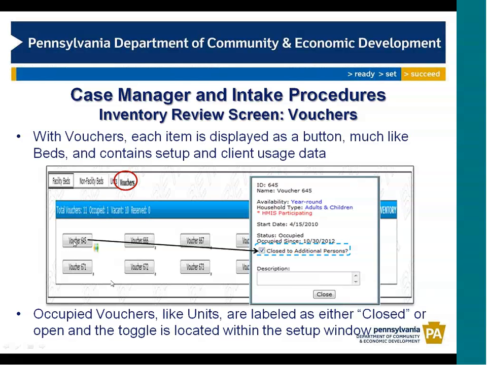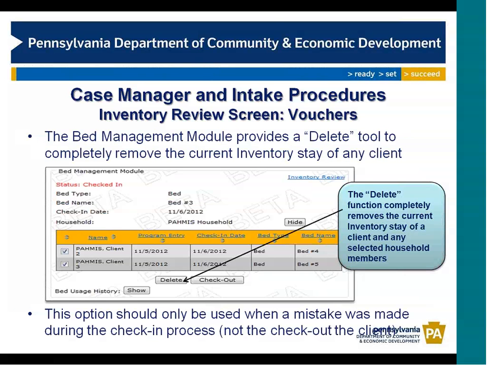So when you click on the actual voucher, if it's occupied, the system will have this unblocked, and it'll be checked if it's closed to people and unchecked if it's available for other people. So you check and uncheck that box, hit the close button, and it'll automatically change it. So it's a way to, again, toggle between the two settings if a mistake was made, or a change of heart, or inventory needs to be opened up for additional people.